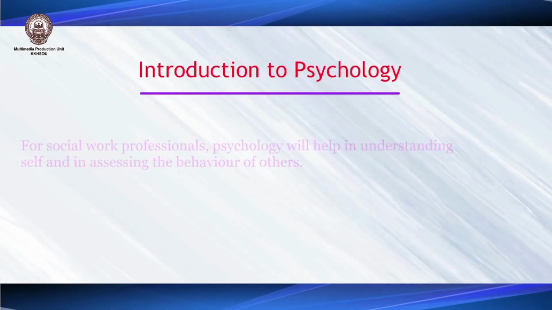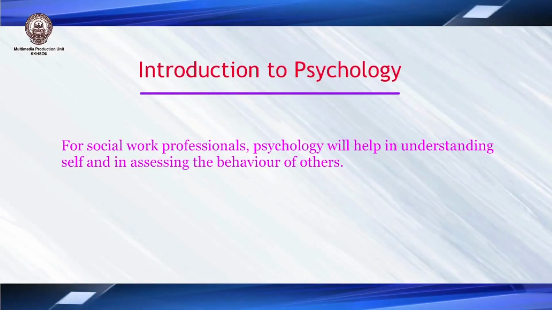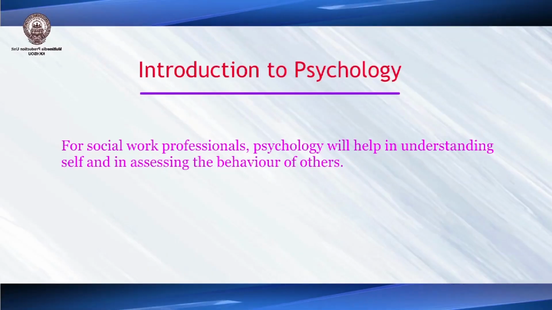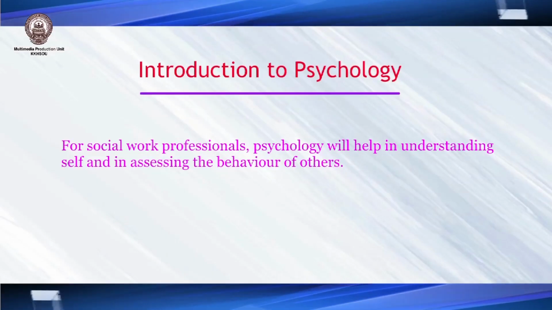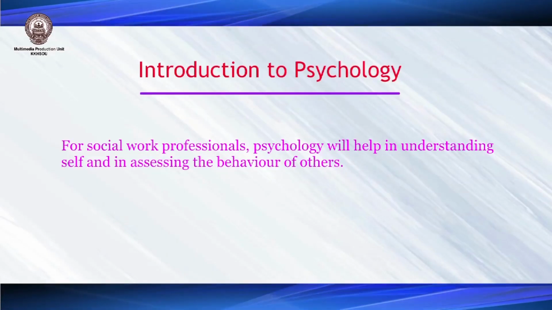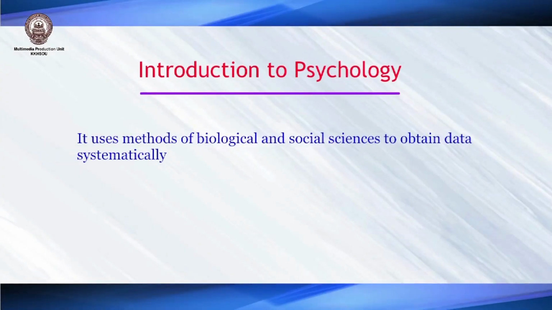For social work professionals, psychology will help in understanding self, that is, understanding oneself and also another self, and in assessing or understanding the behavior of others. It uses methods of biological and social sciences to obtain data systematically. Therefore, psychology is said to be a science because it has a scientific approach. It is not subjective in nature, but objective, meaning that all biases should be kept aside and we have to focus on the fact or the reality. That is why psychology is said to be a social science.